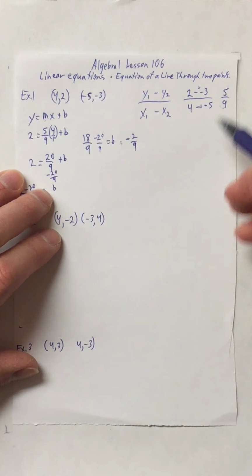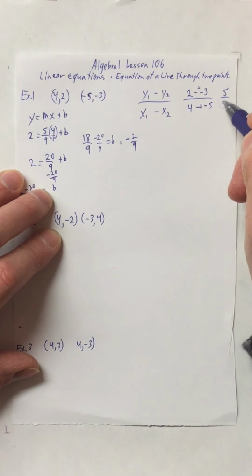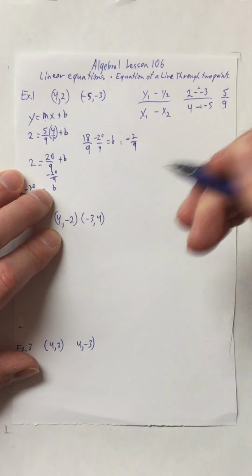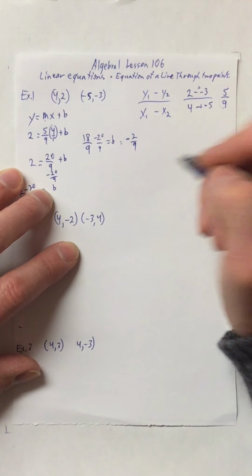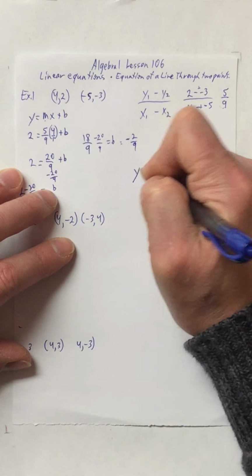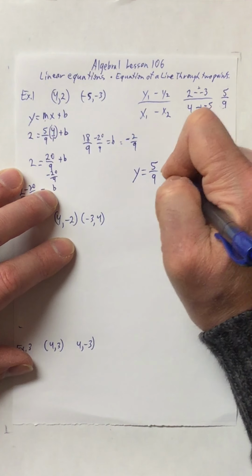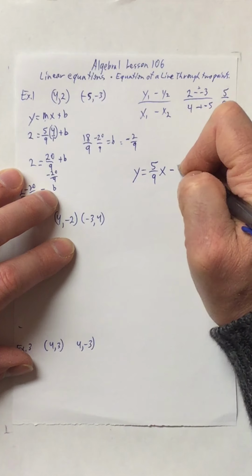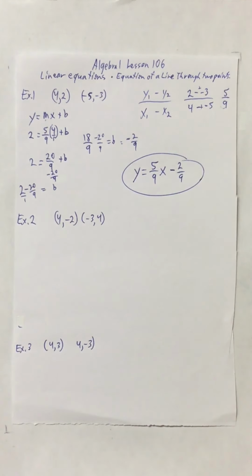So as my answer, I want to write my slope and my intercept into the equation. I'm not putting any x and y values in. I'm leaving them as variables. So my answer for the first one is y equals, put my slope in, of 5/9 x, and then my intercept of -2/9. And there's my answer.